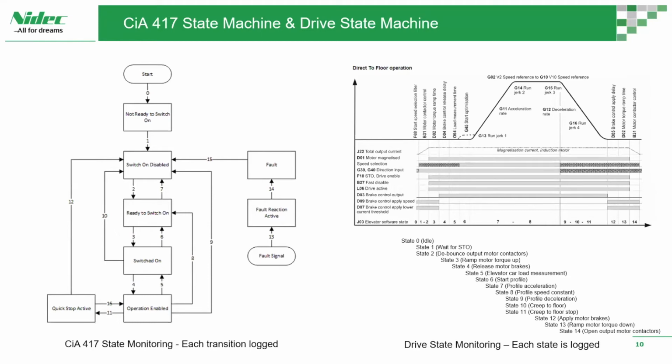If there are physical motor contactors, then those get debounced in state 2. Motor torque is being ramped up. Brakes are released. The elevator car load measurement happens, and then starting from state 6, the actual travel profile starts, coming on to acceleration, reaching constant speed, then after reaching a certain distance, deceleration. If there's creep in this profile, then the creep to floor and creep to stop happens.